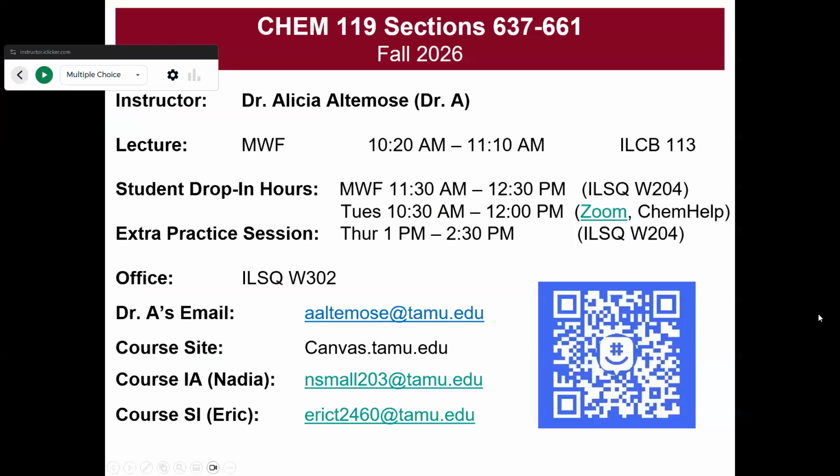So once again, if you came in the last couple minutes, this QR code up here is to get into our course GroupMe, which is just like a chat feature for us. So you can get questions answered a little faster in there than on email.